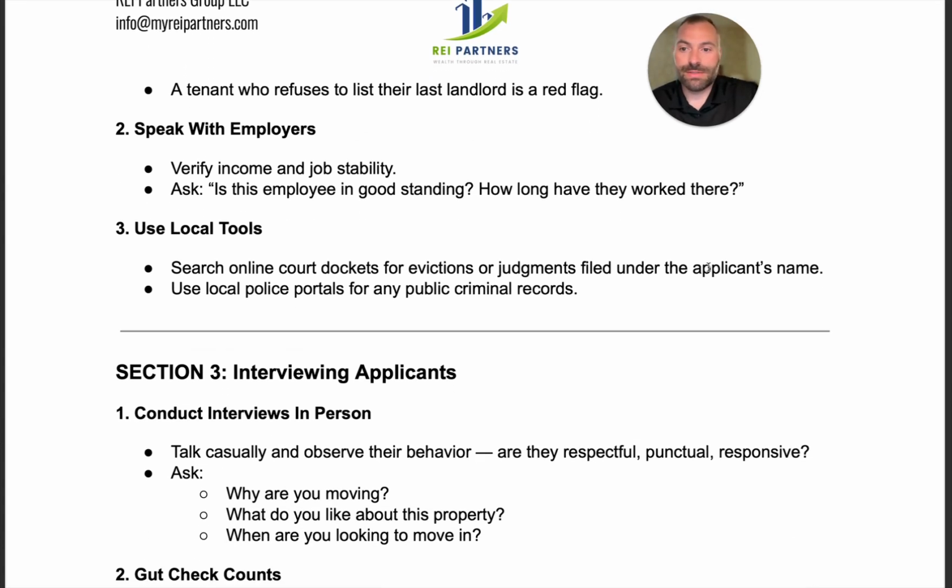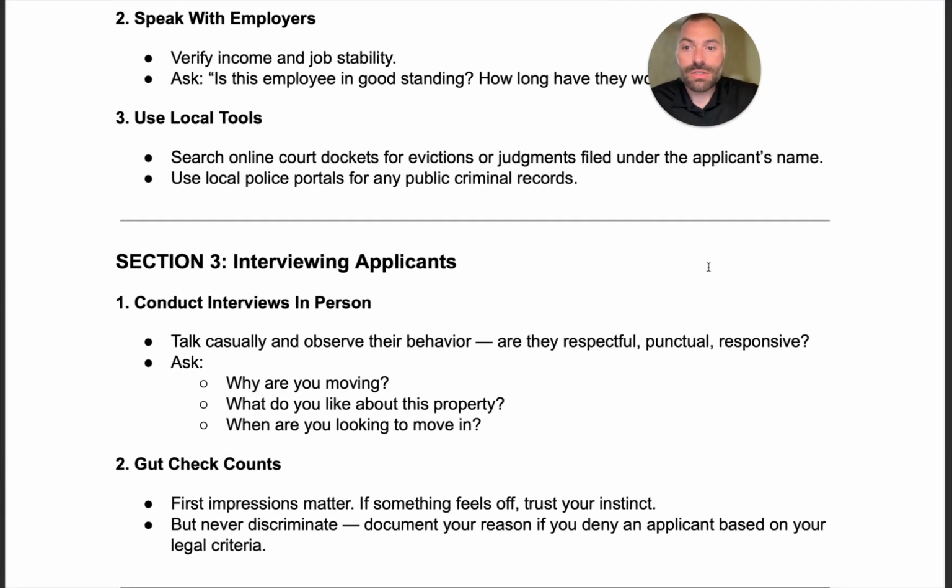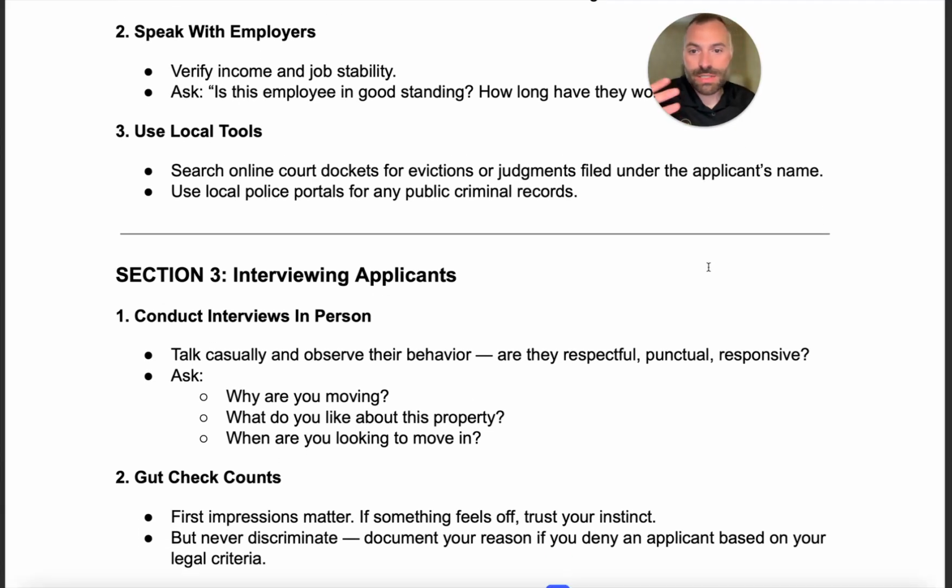Speak with employers. Verify the job and their stability. Hey, is this guy in good standing? How long they've worked here? See what their real story is. Again, if they're not willing to share it, it's probably a concern. Search online court dockets like we just talked about for evictions and judgments, and then use local police portals for any public criminal record. So this is where you're going to trust that application, but you're going to verify it.